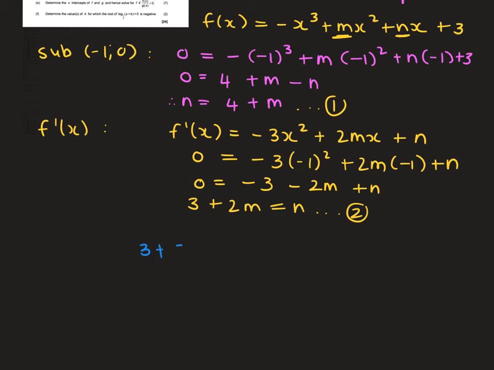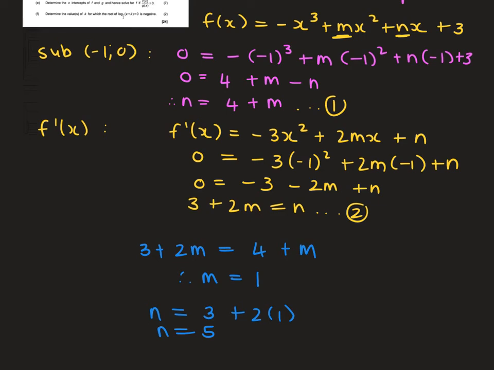So 3 plus 2m is equal to 4 plus m. So m will be equal to 1, and therefore n will be equal to, we just sub that back into either of the equations we made, n will be equal to 5. Right, and that's what they want us to prove.